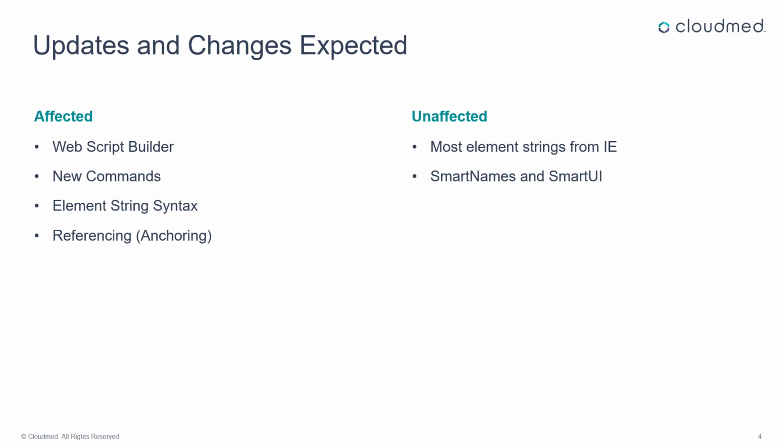One of the unaffected items is going to be that most of the element strings from IE will work the same in Chrome and Edge, which means that you can open up your previously saved scripts, step through those command lines, and they will still work in Chrome and Edge just the same as they would in IE. And the same is true of Smart Names and the Smart UI as well.